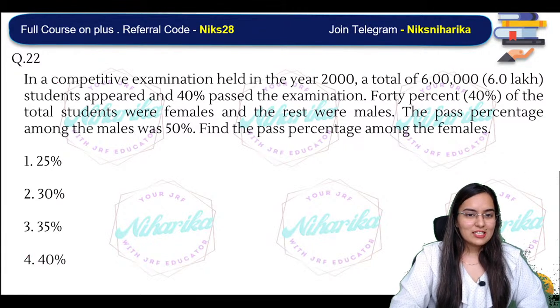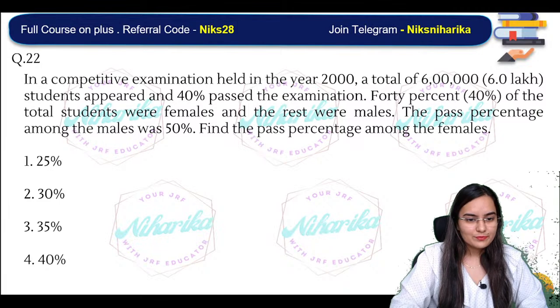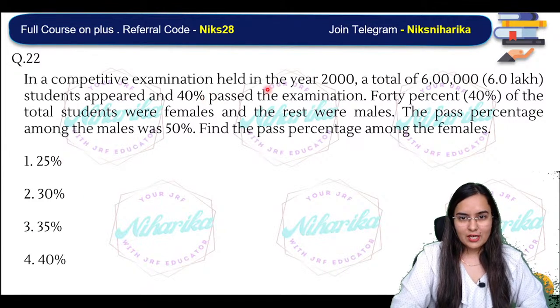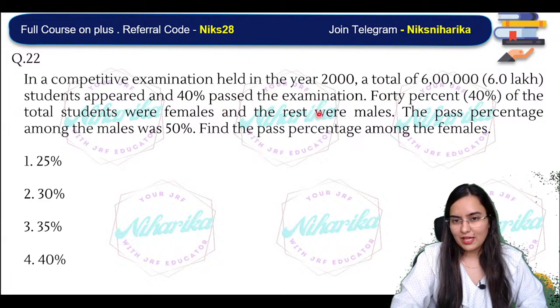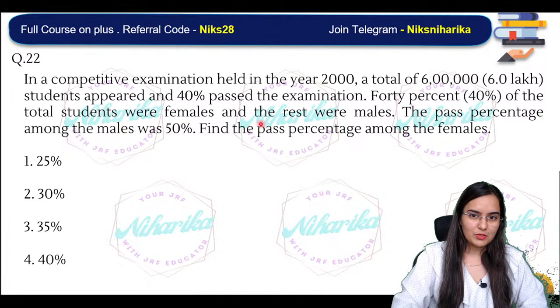Now, let's see. In a competitive examination held in the year 2000, a total of 6 lakh students appeared and 40,000 passed in the examination. 40% of the total students were female and the rest were males. The pass percentage among the females was 50%. Find the pass percentage among the males.